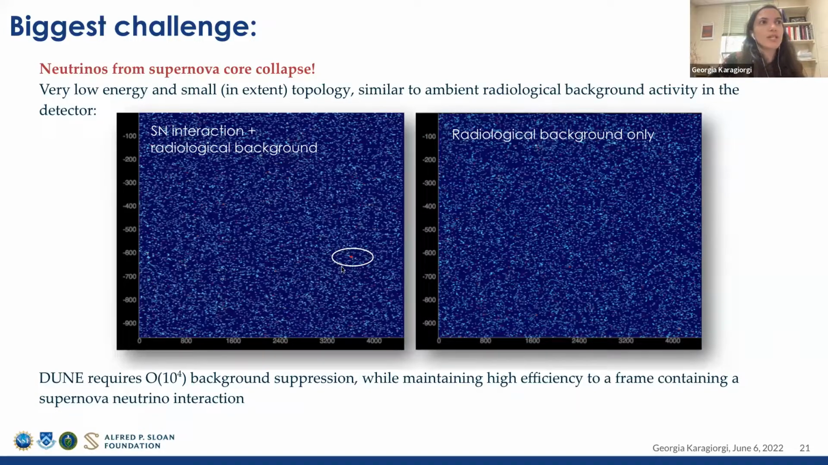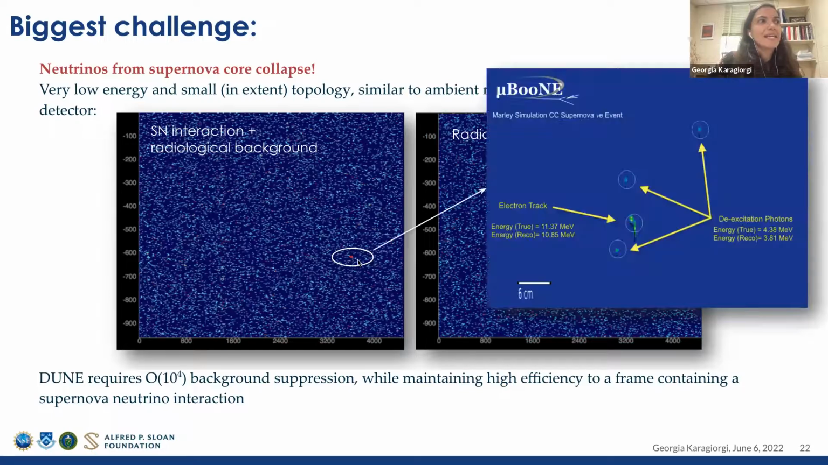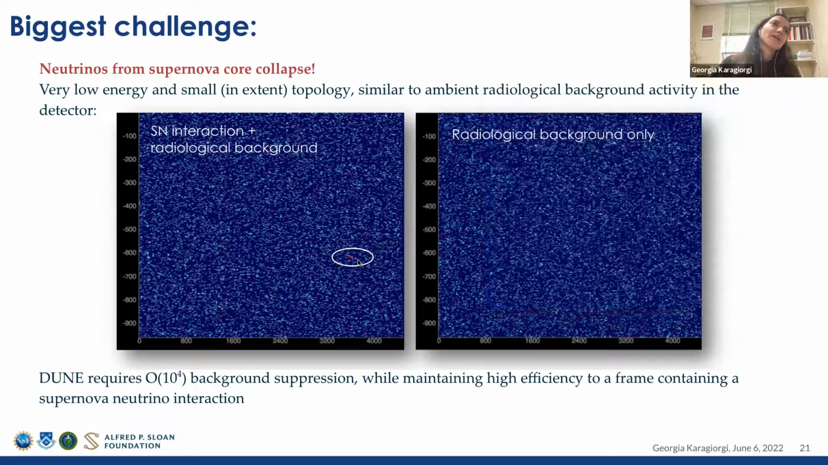Now, these interactions are rare. They happen once per century, and DUNE is literally streaming thousands and thousands of these images per second. Now, among these images, DUNE can only afford to make a mistake, mistaking this as containing a supernova interaction, for example, only once every 10,000 times, while it has to maintain very, very high efficiency in actually keeping or identifying and tagging the frames that do contain a true supernova neutrino interaction. So this is a ridiculous challenge that DUNE has to meet.